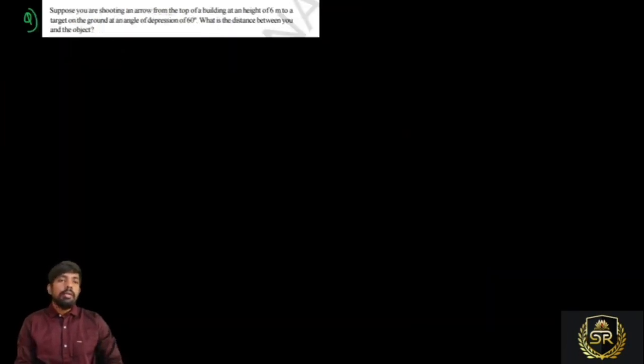Suppose you are shooting an arrow from the top of a building at a height of 6 meters to a target on the ground, and the angle of depression is 60 degrees. So here let us consider this is a building. A person standing on it is shooting an arrow in this way. Height of the building is 6 meters.